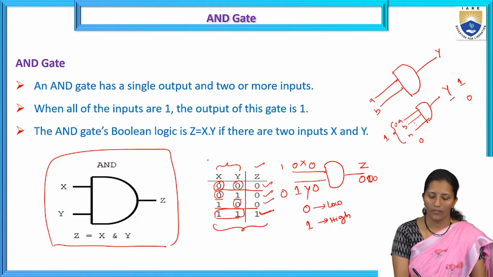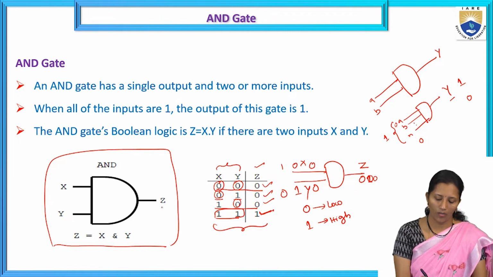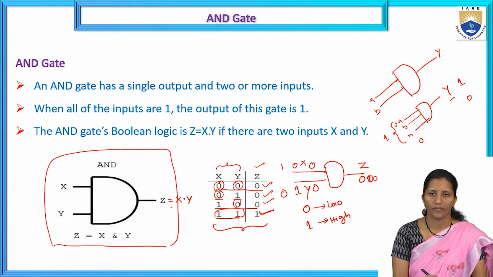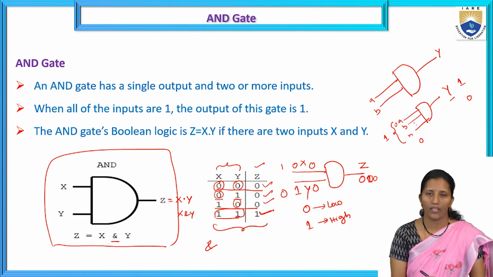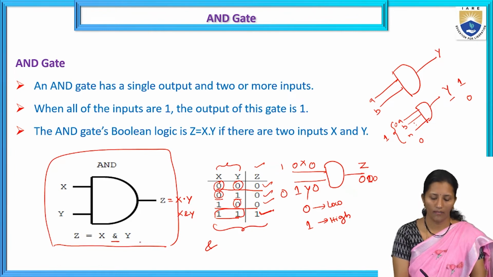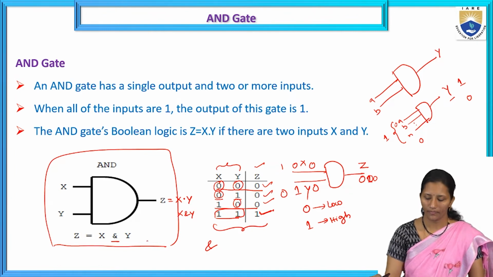Here we can represent this AND gate output Z as X into Y. We can write this as X into Y, X and Y. The symbol for AND gate is, we can represent by ampersand, X and Y.